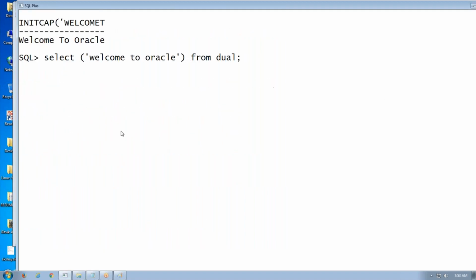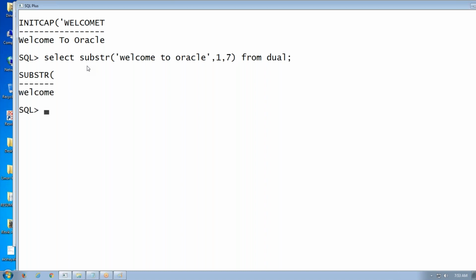Let us see. I want to take the first 7 characters. This is the first parameter. After the first parameter, I should specify the beginning position. Beginning position 1. From the beginning position, how many characters do you want to take? 7. Three parameters completed. So the substring function will print a part of the given string, either from the beginning or from the ending, anything.